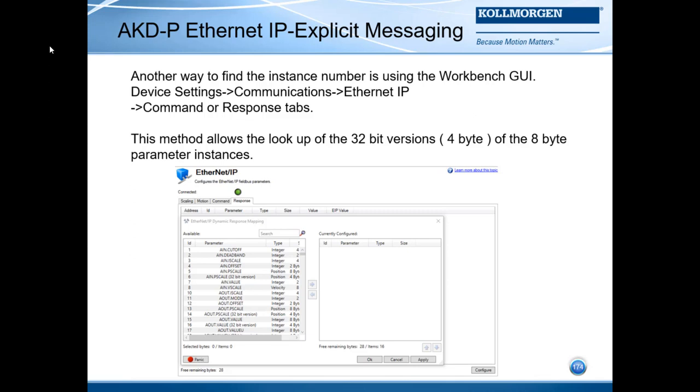For example, looking at the screenshot below, if you look at instance 13, the analog out.pscale is an 8-byte instance. But if you look at the next instance number after that, which is instance 14, you'll see that it also is the aout.pscale, but in parentheses the 32-bit version in 4 bytes.